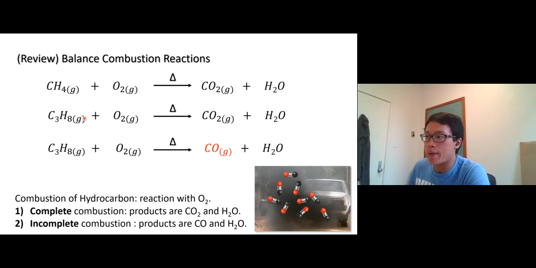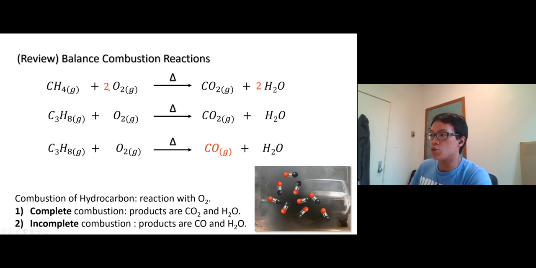When you write the equation, if the question says complete, your products are going to be carbon dioxide and water, and you balance it out. If the question says it's incomplete combustion, it's carbon monoxide and water. And then the balancing is going to be different, all right? But I'm going to give you the numbers right here. So make sure you try to balance the equation by yourself first and check this with me.